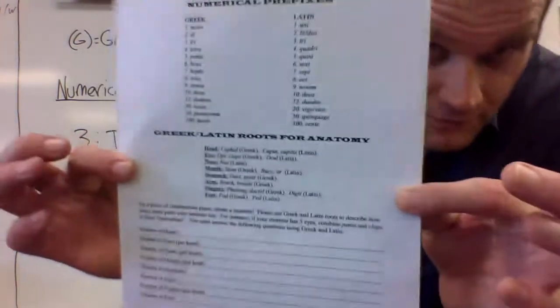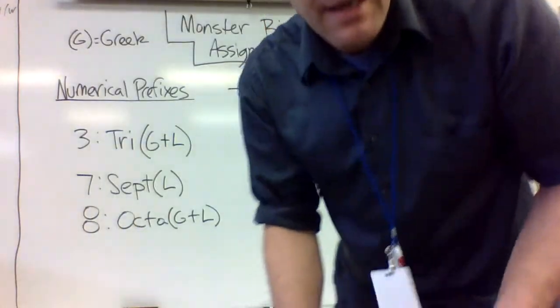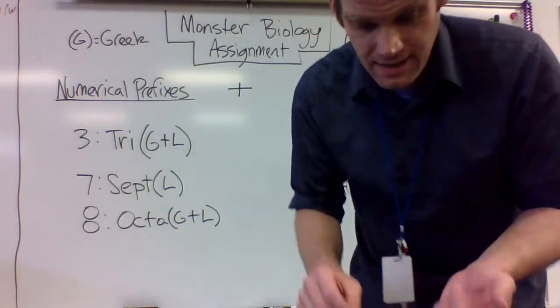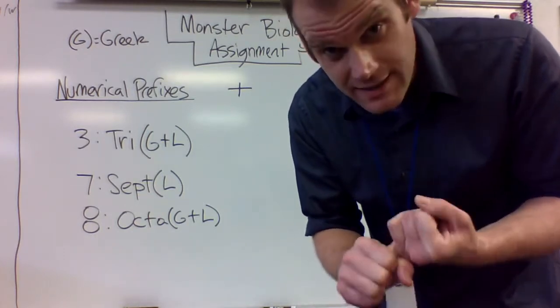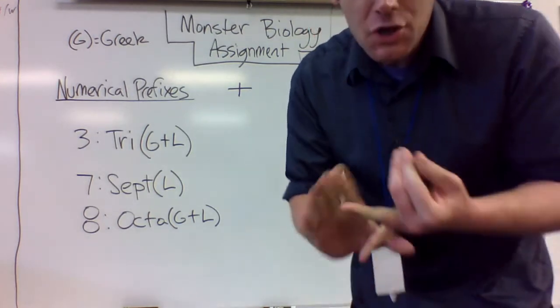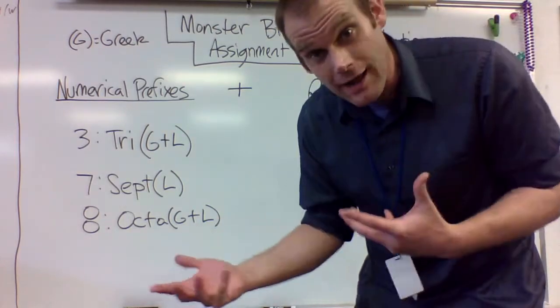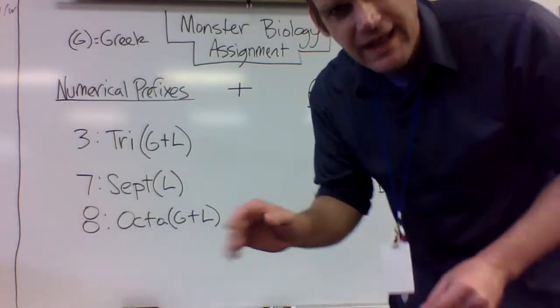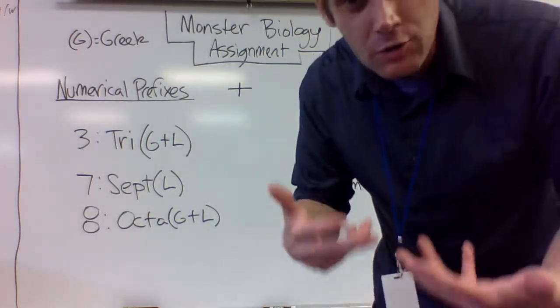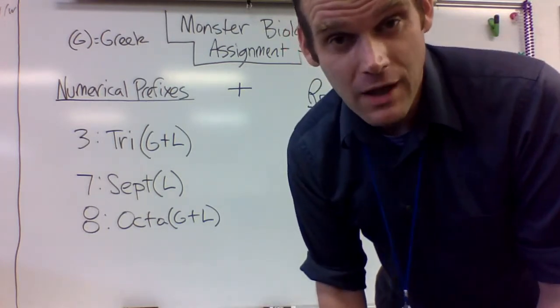But like I mentioned, we've got this worksheet here. At the top it says numerical prefixes, and then it also says Greek Latin roots for anatomy. And the reasoning for this assignment, two things. One, it's practice of Greek Latin roots, specifically numbers and body parts. Two, it's also a fun way to create your own monster and draw it and have fun and name it and give it certain qualities. And I have a feeling that every one of you will each create your own unique monster, get it drawn, and also be practicing some of these roots along the way.